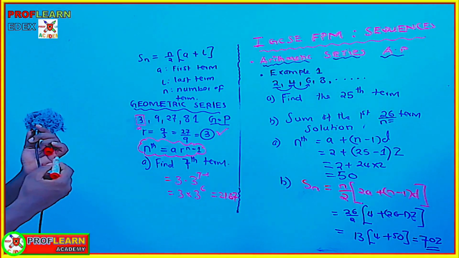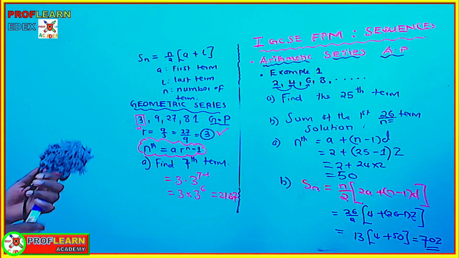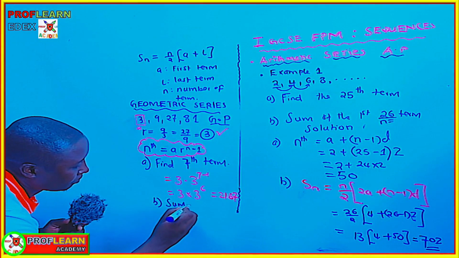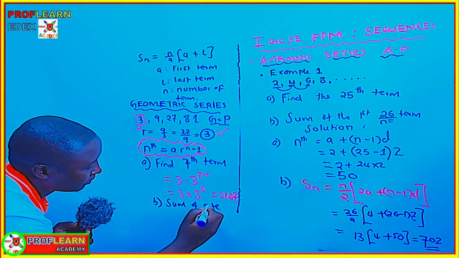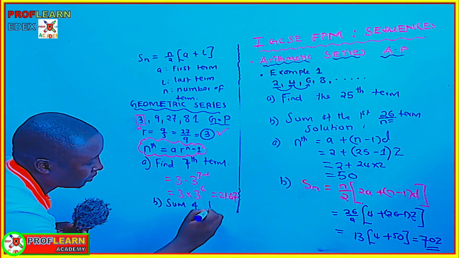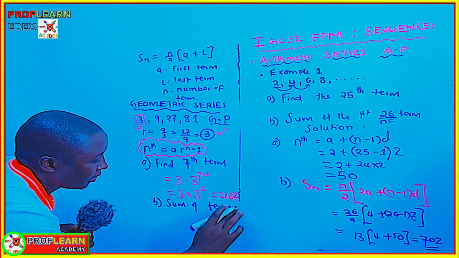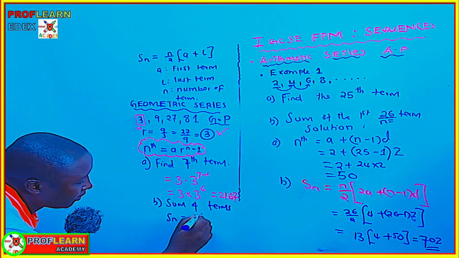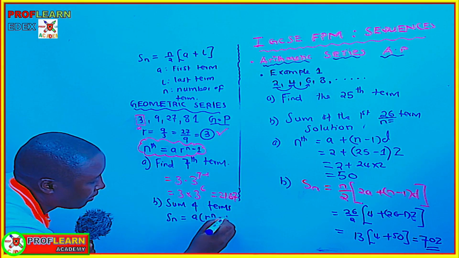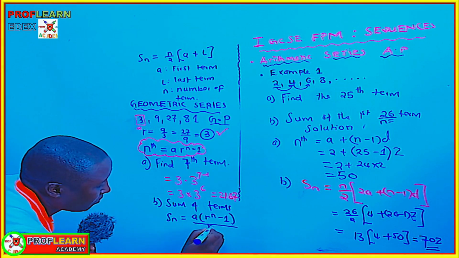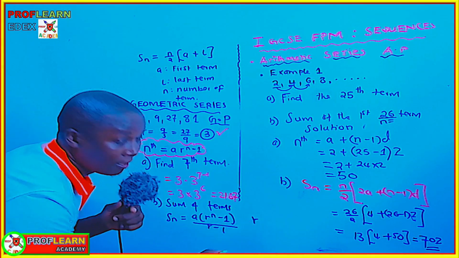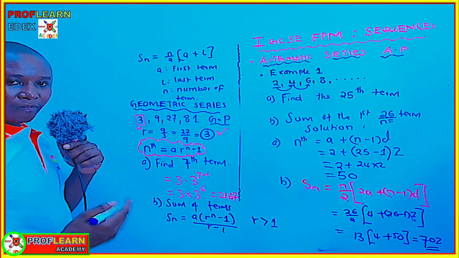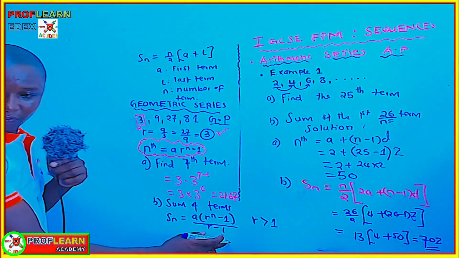So if you are finding the sum of n terms, the formula that you are going to use in that case is the sum of n terms is a into r raised to power n minus 1 over r minus 1. That is the case where r is a number greater than 1. And in that case, if r is greater than 1, you are going to use this formula.